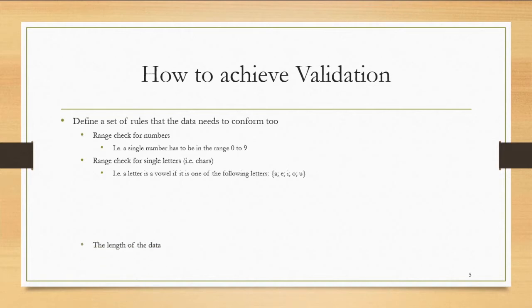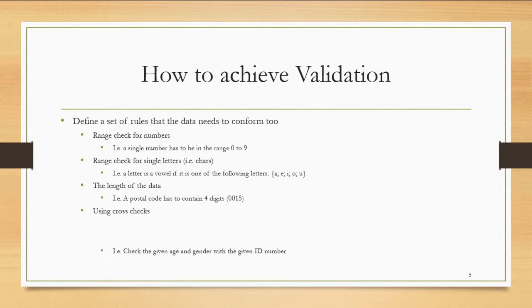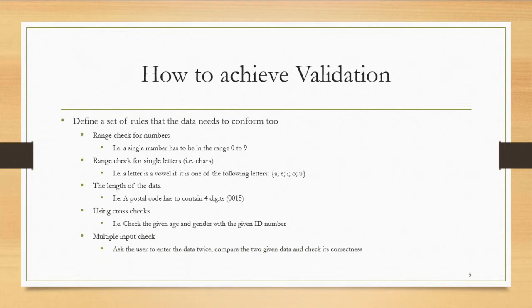We can use the length of data to check if it's valid. For example, a postal code has 4 digits, for example 0015. We can also look at using cross checks. For example, check if the given age and gender corresponds with the given ID number. Lastly, we can also use multiple input checks. For example, ask the user to enter the data twice, compare the given data, and check if it is correct.